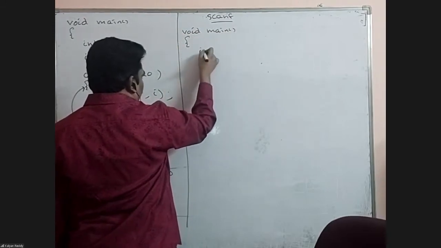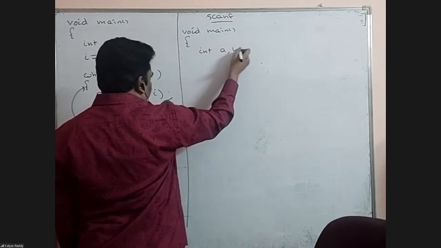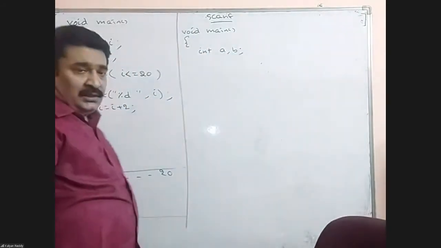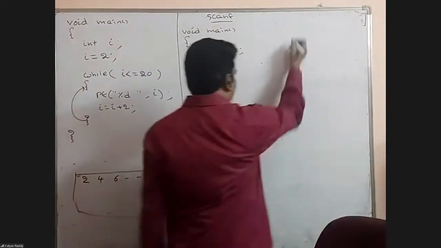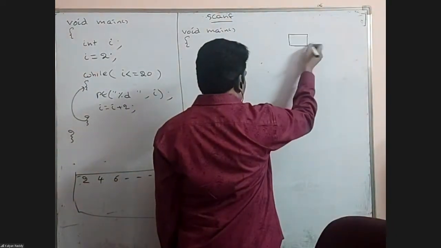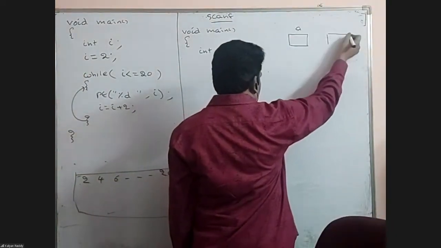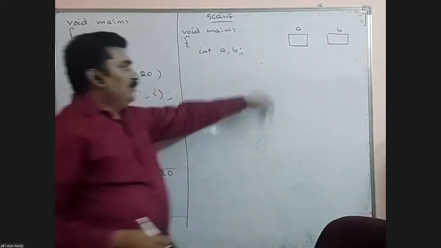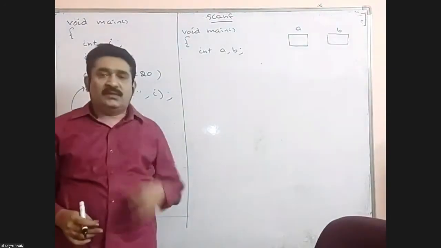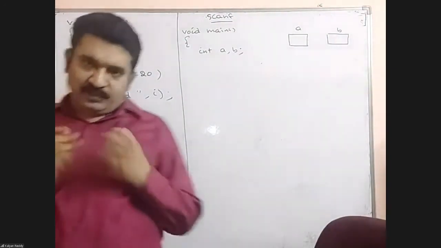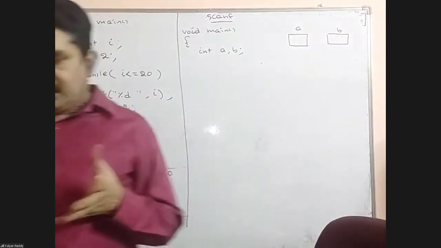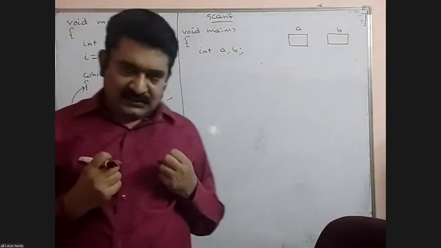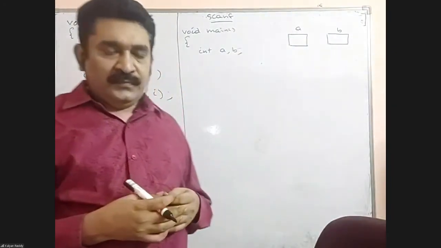So take two variables, any names. I have taken the names like this, a and b. Now two variables are there, the names are a and b. The initial values of a and b are garbage, as I mentioned in the last class, some junk values. Before scanning the data, always go for a meaningful output message, like enter two values, or enter two integers, enter two numbers, like that.